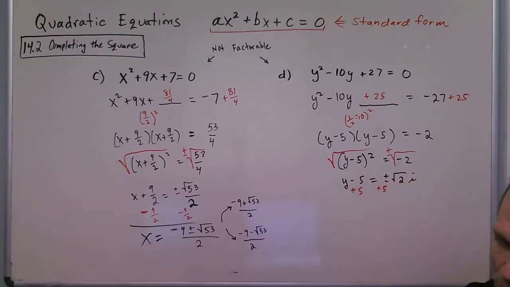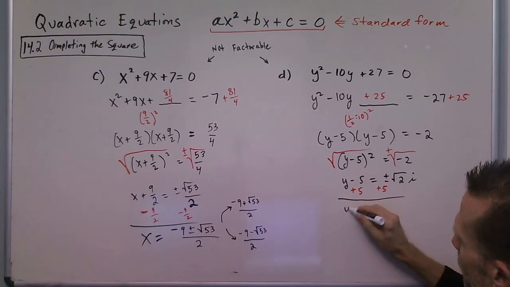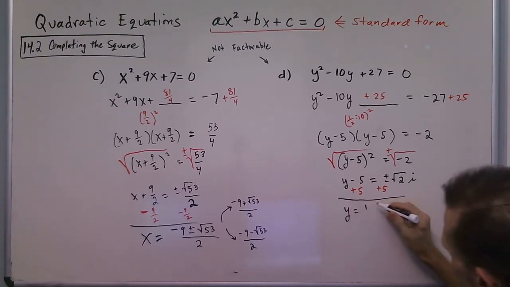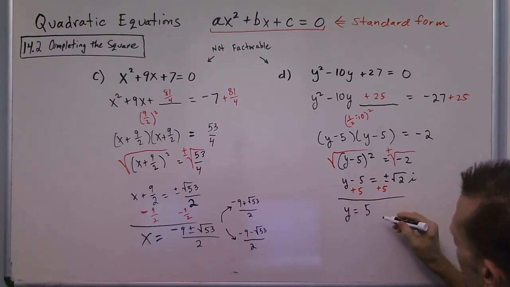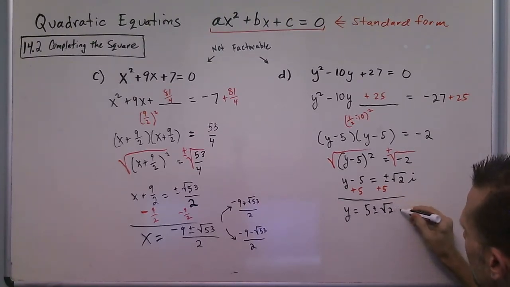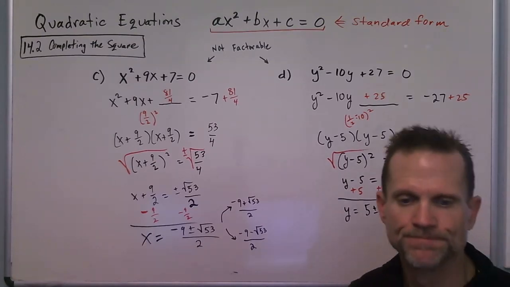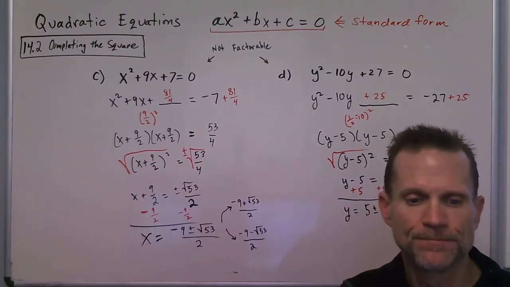I get two solutions. And using the plus or minus sign, I can write: y is equal to 5 plus or minus radical 2i. So two non-real solutions.